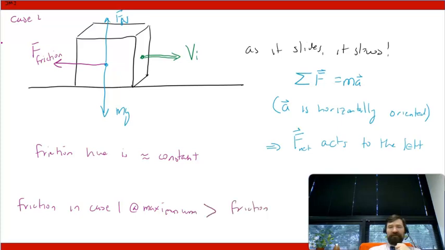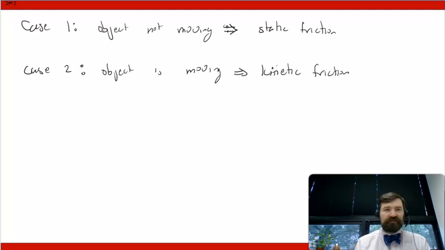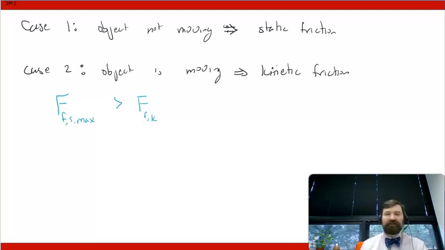So that means that we may have two types of friction operating here. And those two types of friction we call static and kinetic. So this last statement that I made here could, with these two things, be considered as force of friction static max is greater than force of friction kinetic, which is more or less constant. Okay.